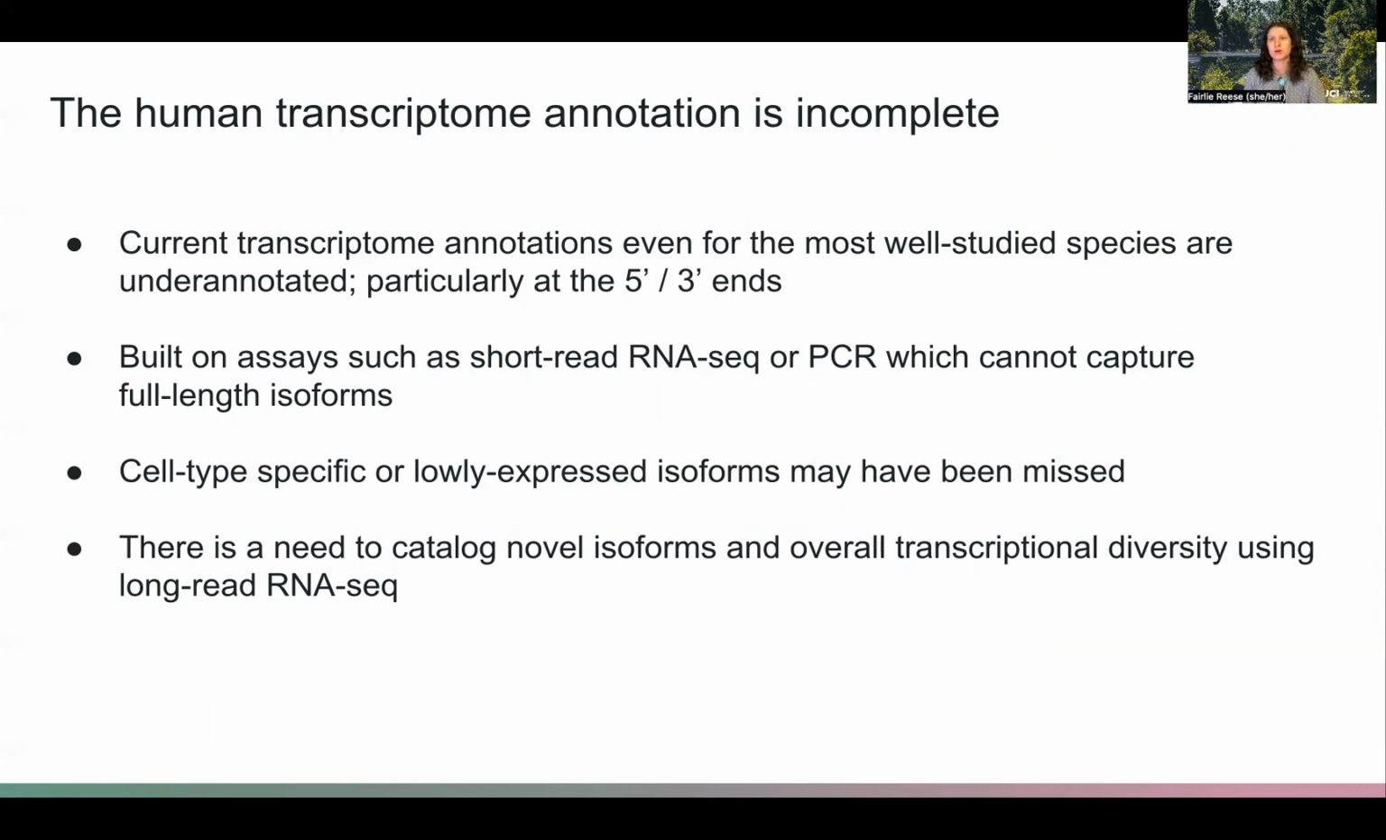Therefore, we think that long-read RNA sequencing should be harnessed to catalog novel isoforms and understand the transcriptional diversity in these model organisms as a whole.